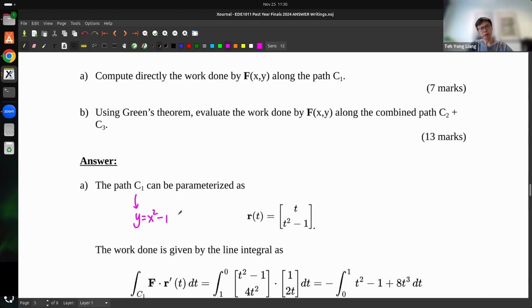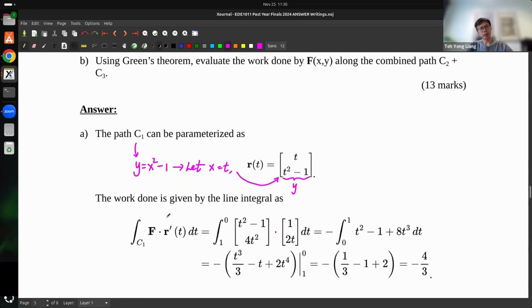So when you parameterize, if you let x be t, that means your y must be t squared minus 1. So your x is just t, and your y is x squared minus 1, which will be t squared minus 1. So you have parameterized your C1 already. Then next, you notice that there's actually no need to do separate steps for your F and r prime. If you want, you can just do everything in one step after you parameterize the path. And this is being demonstrated here.